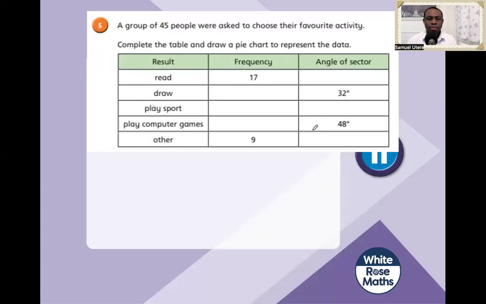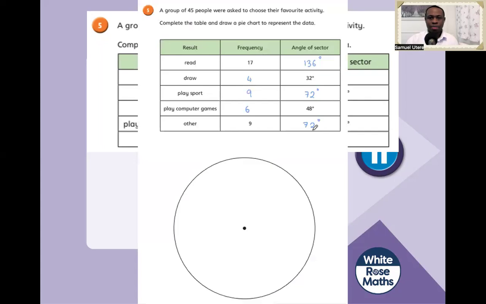Okay, here is this one. A group of 45 people were asked to choose their favorite activity. So pause this video and see how you can use this information to fill in the missing parts of the data. Assuming you've paused the video and you've answered the question, here is the data. So let's discuss how we do this. A group of 45 people were asked to choose their favorite activity. Complete the table and draw a pie chart to represent the data.